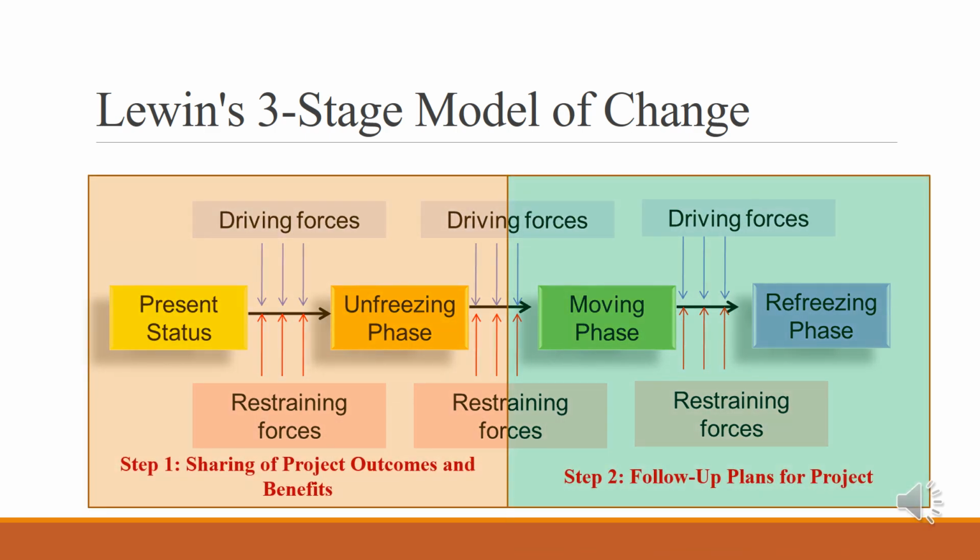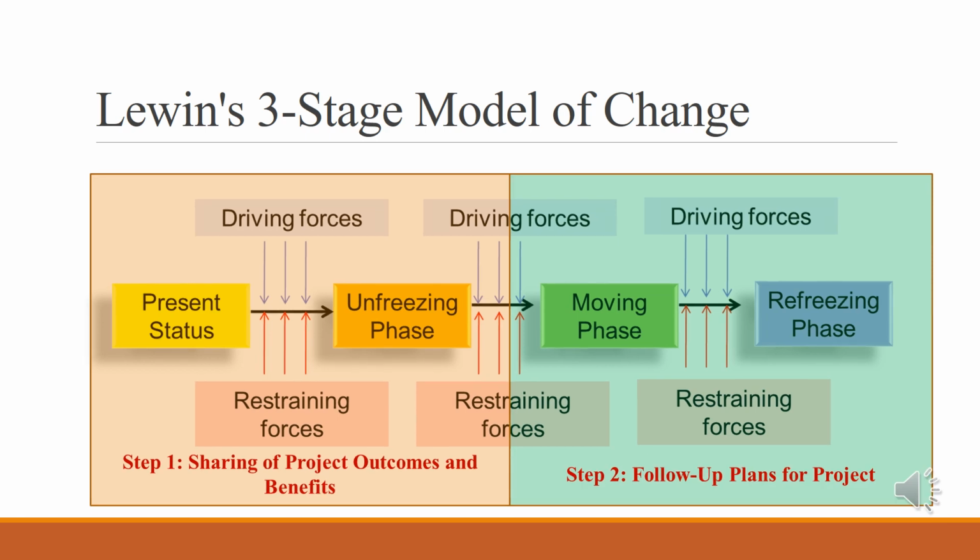So this picture shows you how the Lewin's model of change overlaps with the steps that you have learned so far. You can see that the unfreezing phase actually addresses step number 1, which is to try to convince the stakeholders of your project outcomes and benefits. And then as you move along your direction of change, the moving phase and the refreezing phase involve how you're going to provide the follow-up plans for your project and how you're going to effect the change throughout the whole organization. Now I'm going to show you a video to explain more about Lewin's model of change.